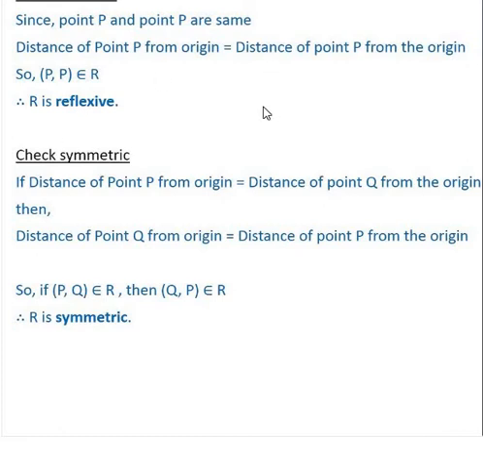Hence R is reflexive. Now for symmetricity. Now if the distance of point P from the origin equals the distance of point Q from the origin, then we can also write the same thing in reverse order. That is, the distance of point Q from the origin equals the distance of point P from the origin. Hence, if (P, Q) belongs to R, then (Q, P) belongs to R. It means that R is symmetric.